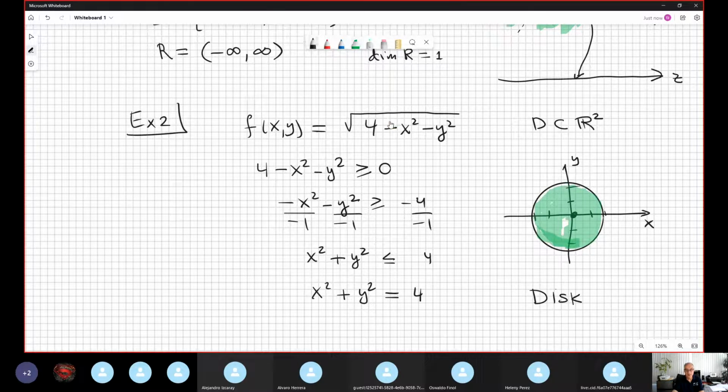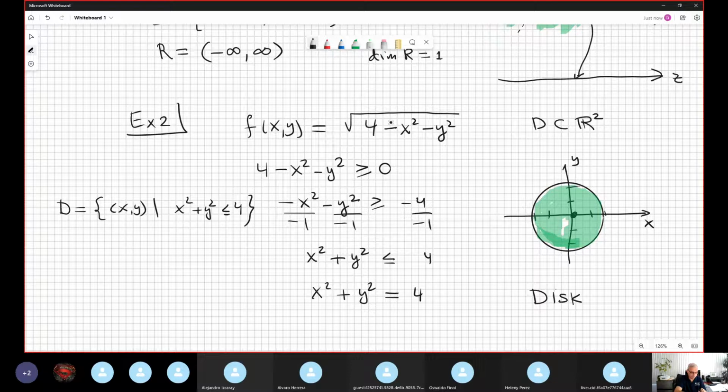So now this is graphical, one possibility to indicate the domain, or like that: domain is x comma y such that x squared plus y squared is less than or equal to 4. Boom. Cool.